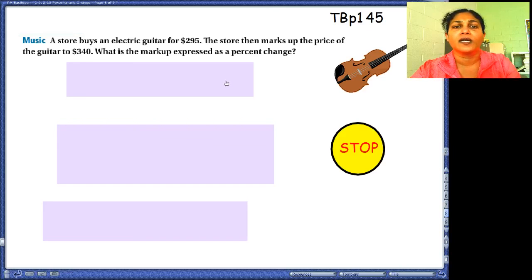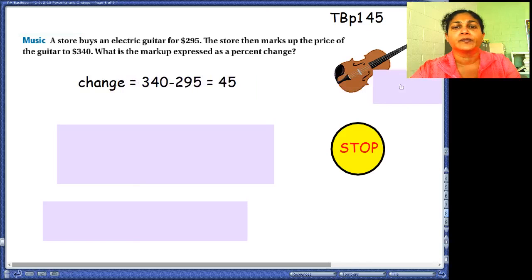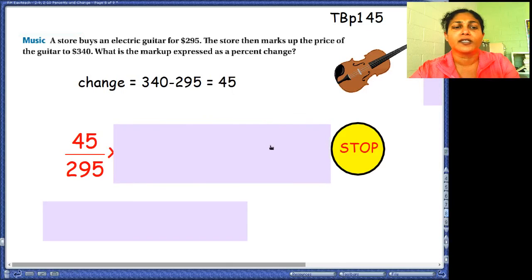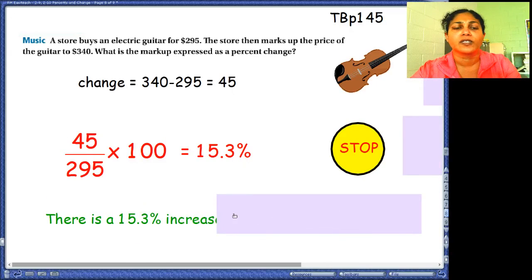But what is the original price? The change is $45. So change over the original price of $295 times 100, and so the markup is a 15.3% increase. And that is the end of your video.